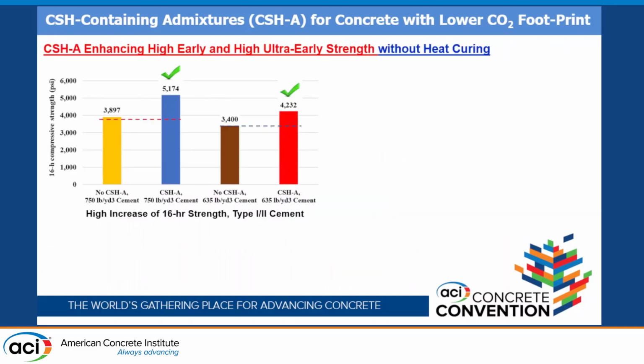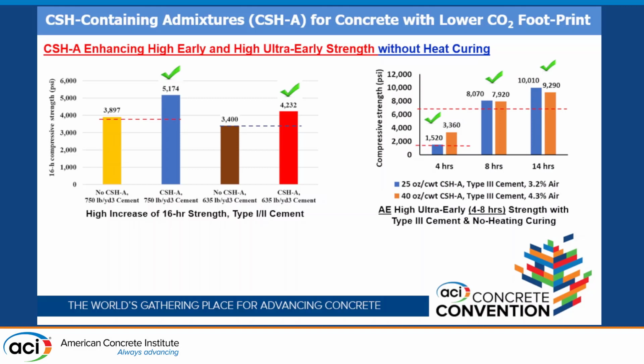So, we know that it enhances strength. How about the early strength? Okay. So this is a case for precast application, for example. You can see that when using these admixtures, we can increase the high early strength at 16 hours with type 1-2 cement. In the first case we can increase about 1,300 psi at 16 hours. Okay. In the second case, when we have low cement, the increase is almost 1,000 psi at 16 hours.